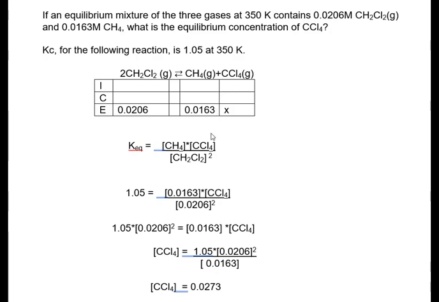CCl4. So we set up the equilibrium constant expression and substitute the equilibrium values that we know, making sure we include that squared for the reactant, and then proceed and substitute in the numbers. And this is pretty straightforward, solving for CCl4, making sure we square this number. And we get 0.0273 for the product carbon tetrachloride, or CCl4.